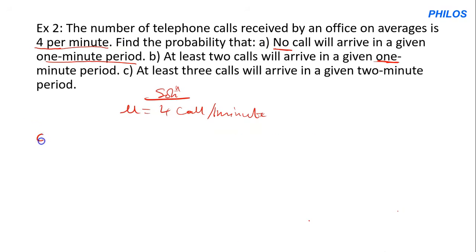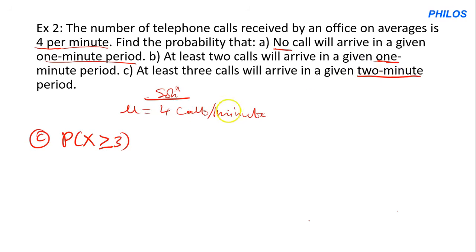Now let's look at question C. Question C says at least 3 calls. So probability that x is greater than or equal to 3. Okay, at least 3 calls will arrive in a given 2 minutes period. But the question says the mean is 4 calls per minute. Per minute means every 1 minute. But this question wants us to find for 2 minutes.